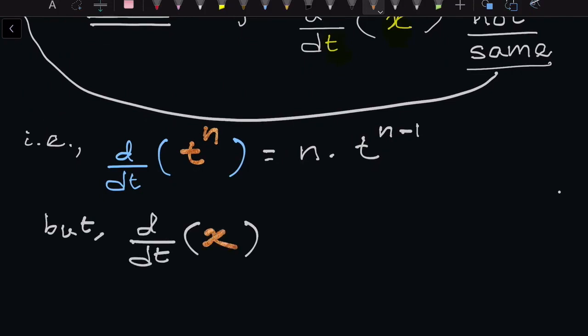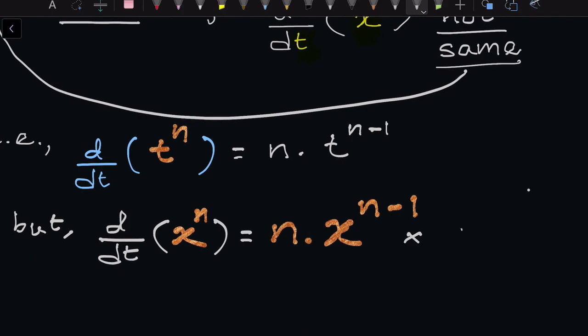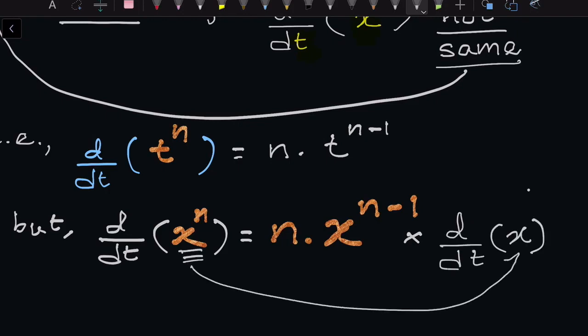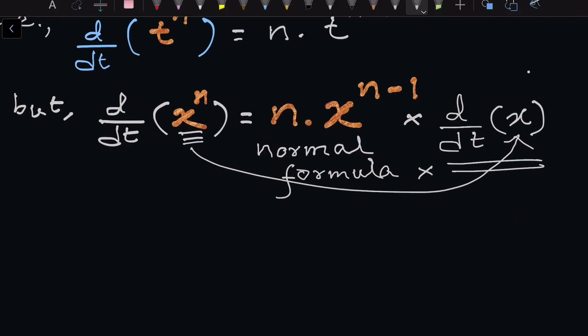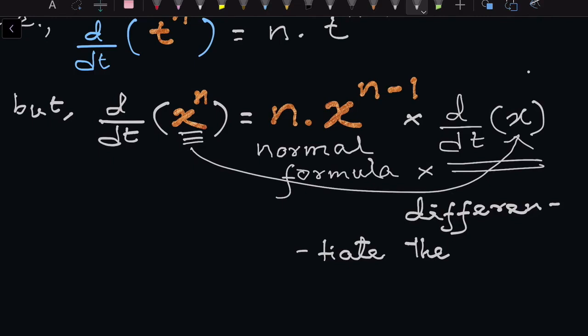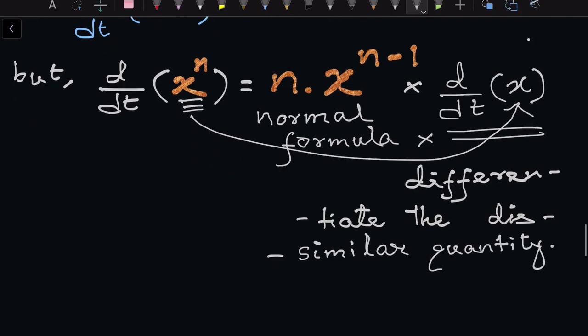But here d/dt of x to the power n is n x to the power n minus 1, normal formula. But you have to do this extra into d/dt of whatever is inside the bracket, that is x only. Whenever there are two different things, one normal formula applies, then into, just like chain rule, do d/dt of whatever is there, differentiation of the thing inside the bracket, when different quantities are there.